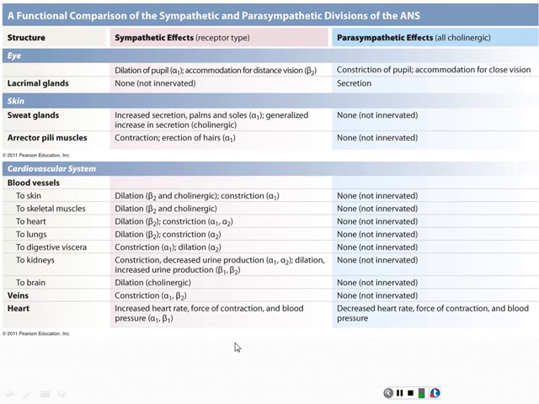This is not a memorizable table, okay? So please don't spend a lot of time looking at all this. I'm more interested in you knowing what we've already talked about, as well as what I'm trying to show you here is that the effects are opposite. What the parasympathetic division does is opposite the sympathetic division. Don't be memorizing all these beta-1s and beta-2s.